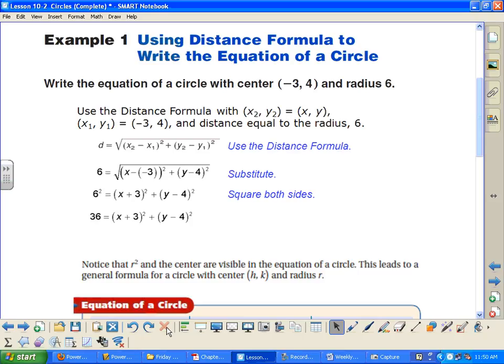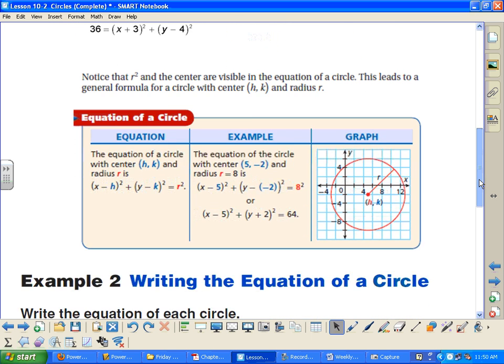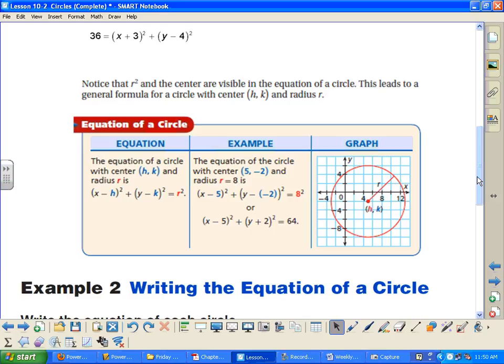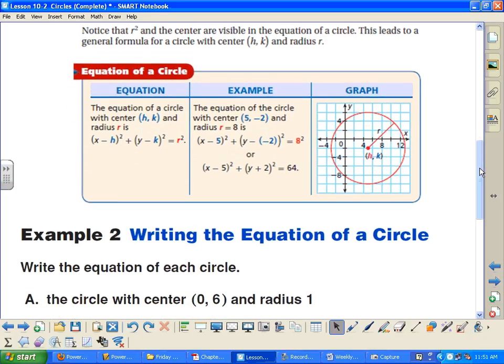Well, there's a much easier way to do it than that, and we're going to look at that way of doing it. So one thing to notice is that r squared and the center are visible in the equation of the circle. This leads to the general formula for a circle with a center at h, k, and the radius of r. So here is our equation for a circle. The center is the point h, k. H is the x-coordinate, k is the y-coordinate, and the radius is r.